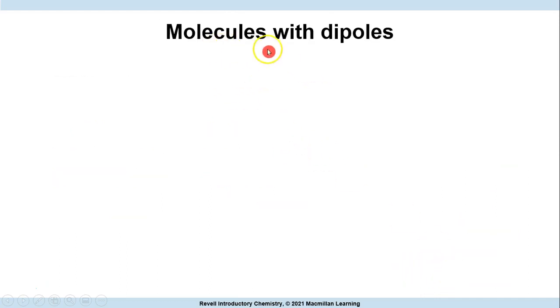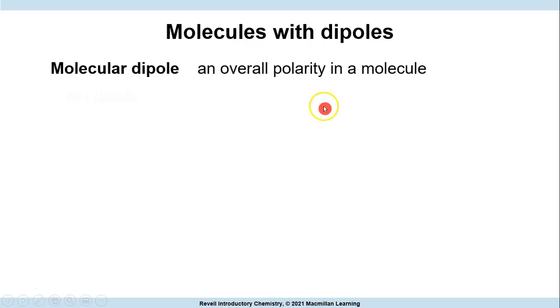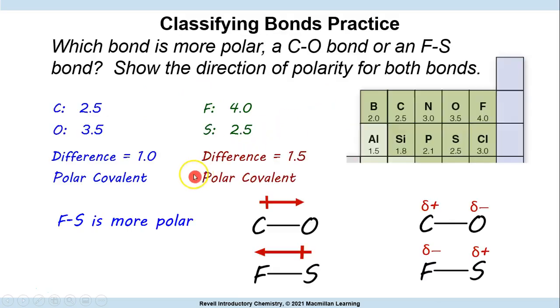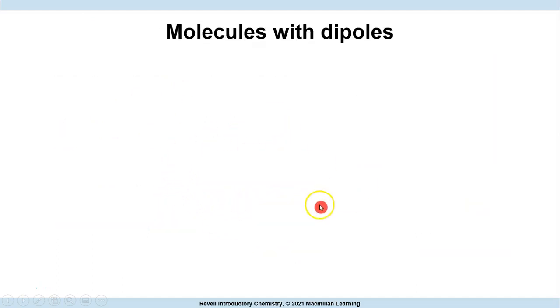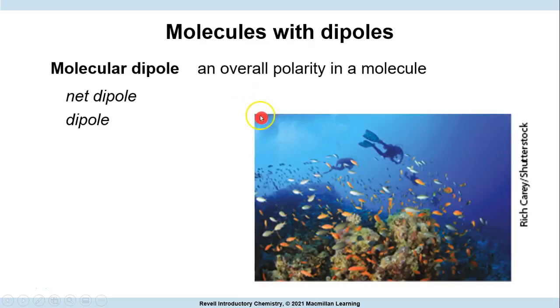So now let's look at the molecules with dipoles. A molecular dipole is also called a net dipole or simply a dipole. And what is the dipole? A dipole is an overall polarity in a molecule. So we were looking at the polarity here, and we have looked at these polarities. When there is an overall polarity in a molecule, that leads to what is called a dipole.